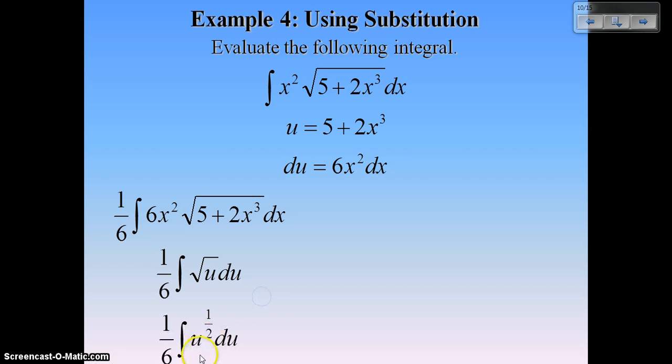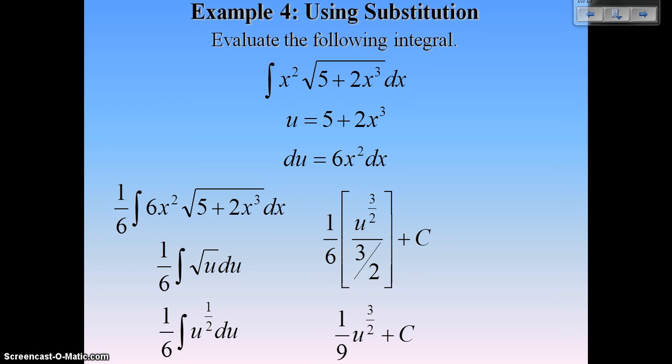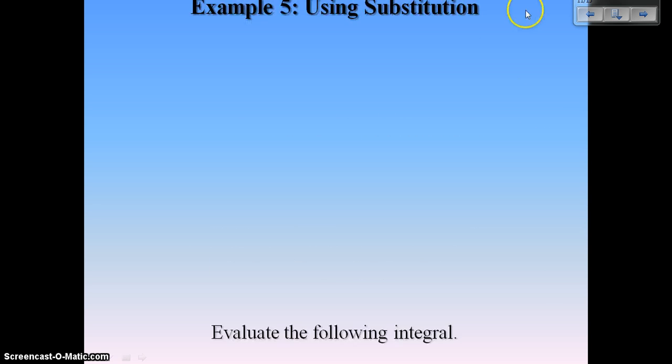And now I can rewrite the radical u as u to the 1/2. Now, raise it by 1: u to the 1/2, increase the 1/2 by 1 is 3/2. Divide by that new number, 3/2. 3/2 and 1/6 can simplify. Let me adjust the screen again. To 1/9. If you take the 3/2 out and flip it, multiply by 1/6, you get 1/9. And now again, all that remains is to resubstitute. Don't forget that resubstitution. It costs people points on tests every time.